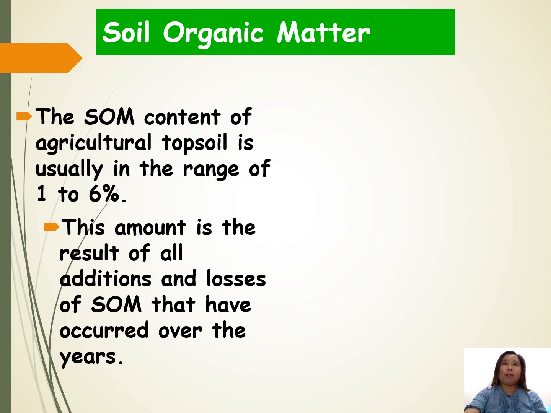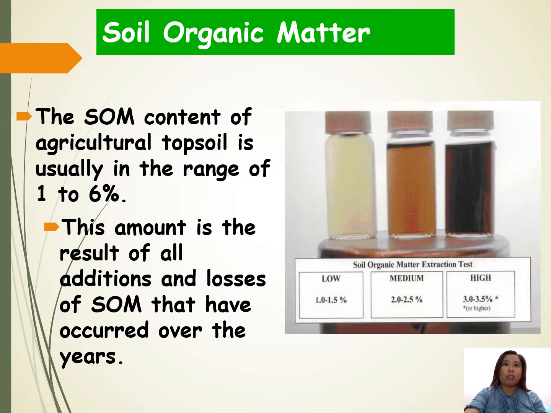The soil organic matter content of agricultural topsoil is usually in the range of 1 to 6%. This amount is the result of all the additions and losses of soil organic matter that have occurred over the years. So in this figure, you can see a soil organic matter extraction test. Based on the soil organic matter content, you can notice that the higher the organic matter content, the darker the color of the soil is.